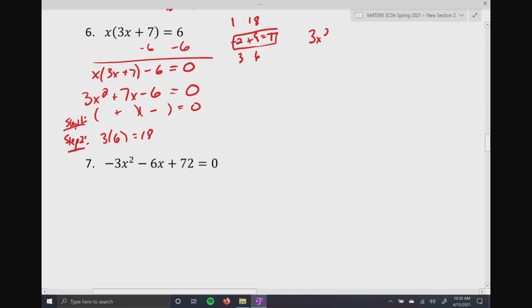So I'm going to rewrite 3x squared minus 2x plus 9x minus 6 equals 0. Now let's group.